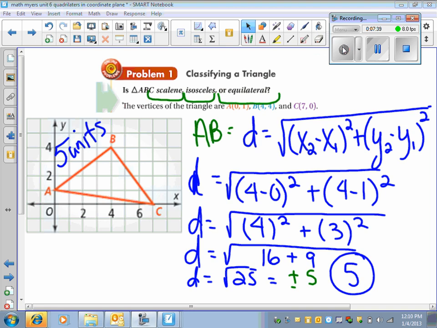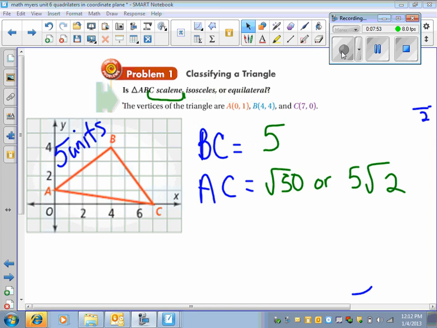Then it's your turn to do BC and AC and compare your answers to mine. Pause at this time, use the distance formula to find the distance from B to C as well as A to C. Okay, you should have gotten that BC is 5, AC was the square root of 50, or 5 square roots of 2, or if you want to change it into a decimal.